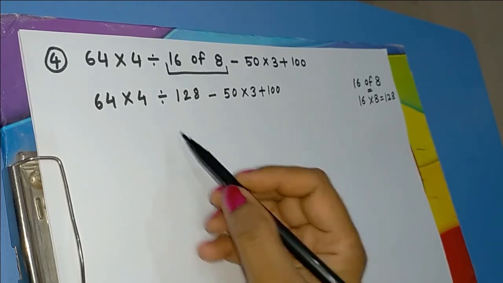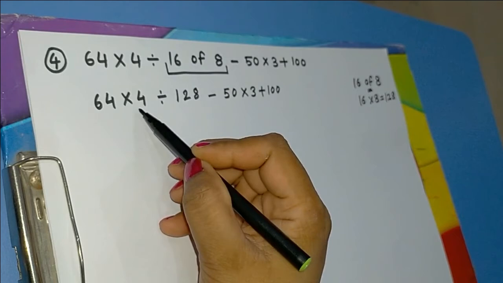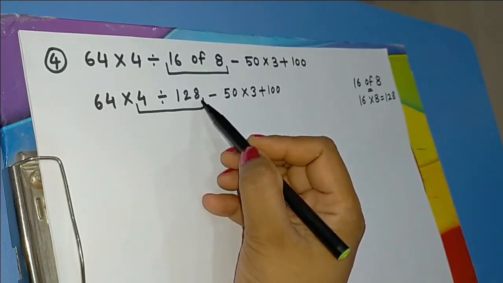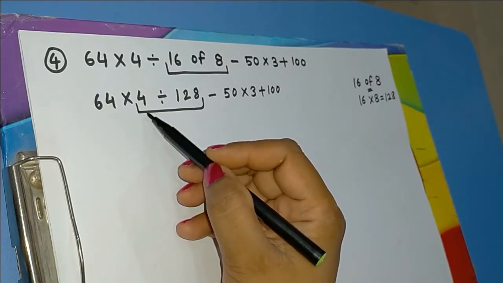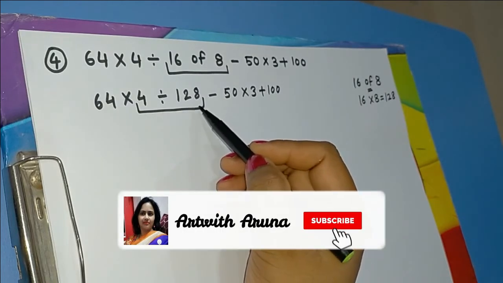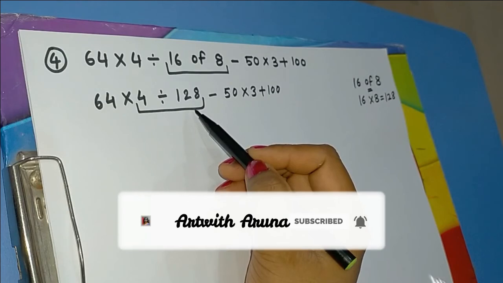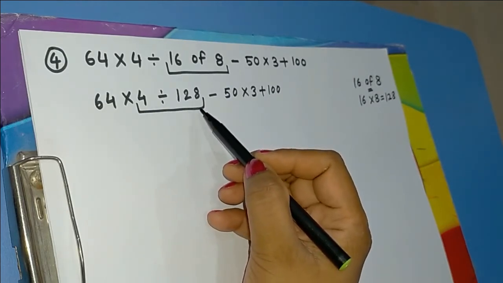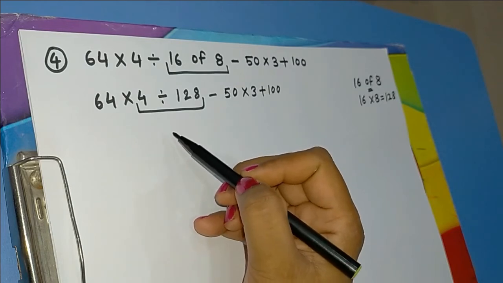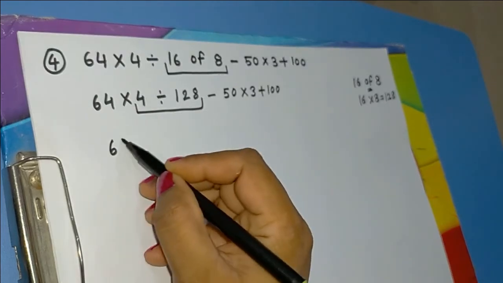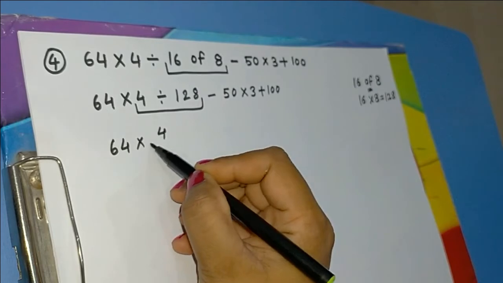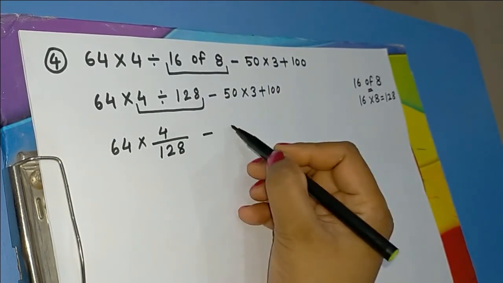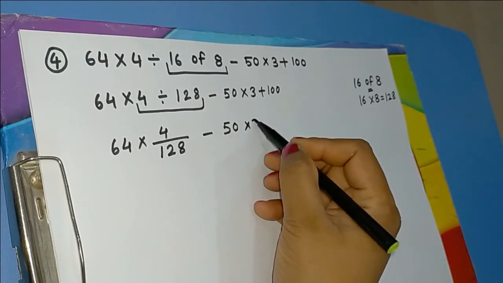Now in the next step we need to solve the division sign, and here we need to solve 4 divided by 128. Here you can see that 4 is less than 128. So in such types of questions, instead of dividing 4 by a big number, that is 128, and writing down the result in decimal form, we can represent the division in the form of a fraction like this. Copy the rest of the digits as it is.